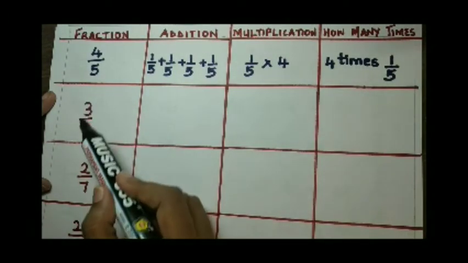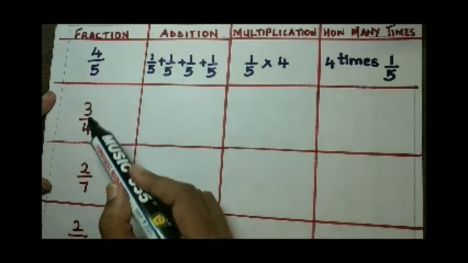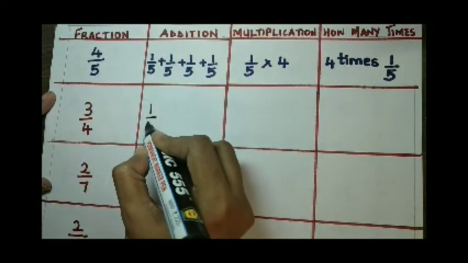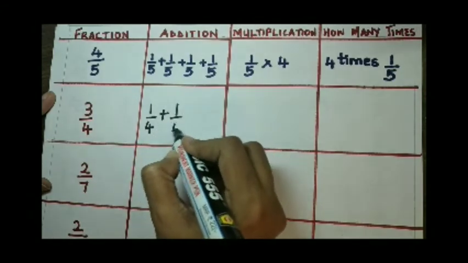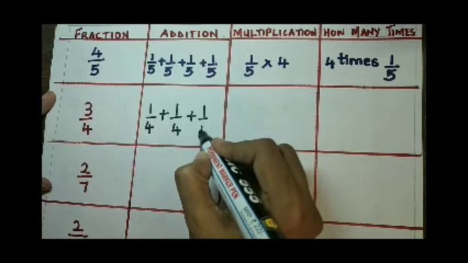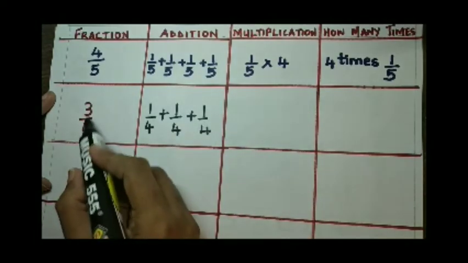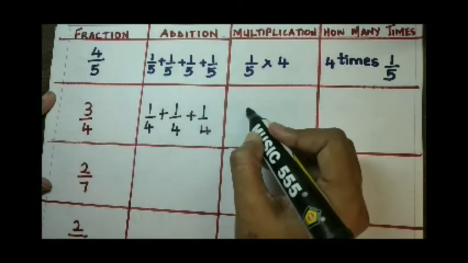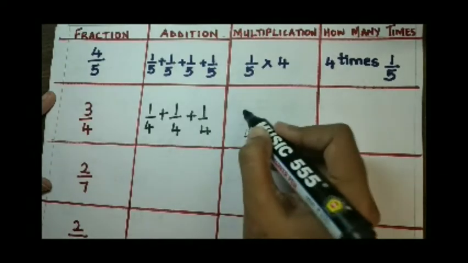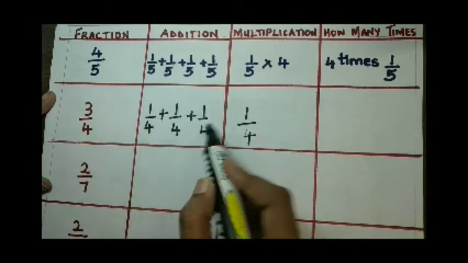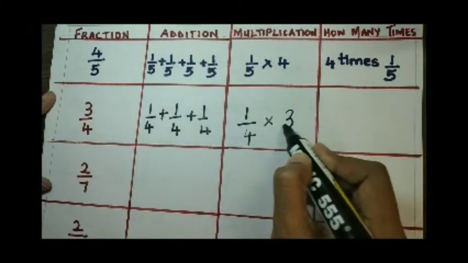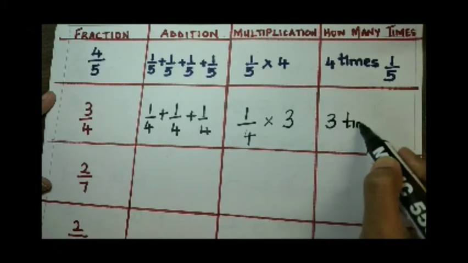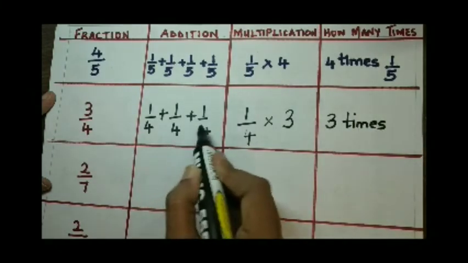Now let's go to the next. 3 upon 4. That is 3 parts out of 4 equal parts. Now here 1/4. 1 upon 4 we write 3 times, which means 1 upon 4 plus 1 upon 4 plus 1 upon 4. 3 times. Now in multiplication also it means 1 upon 4 multiply by 3. 3 times, so multiply by 3. And how many times? Again, 3 times 1 upon 4.